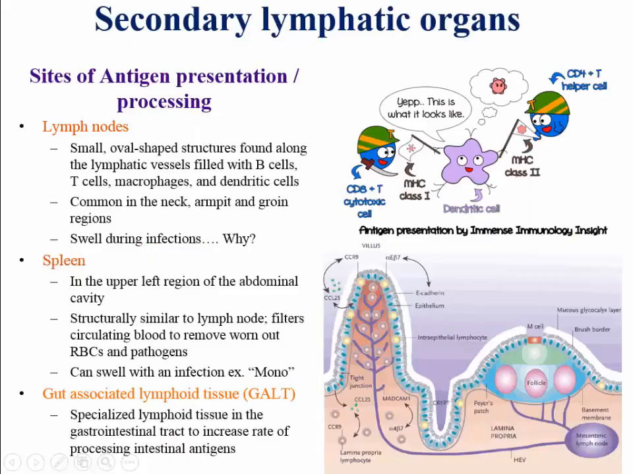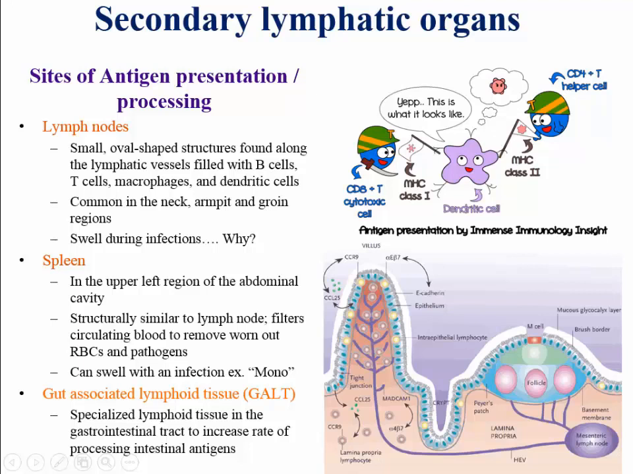Our secondary lymphoid organs are our lymph nodes, spleen, and gut-associated lymphoid tissue. Our lymph nodes, as we had discussed before, do swell during infection, and they swell because this is a site of antigen presentation. Antigen presentation is where immune cells are showing T cells the type of infection that they need to respond to. As a consequence, our immune cells will congregate within this center, the lymph nodes, for antigen presentation.